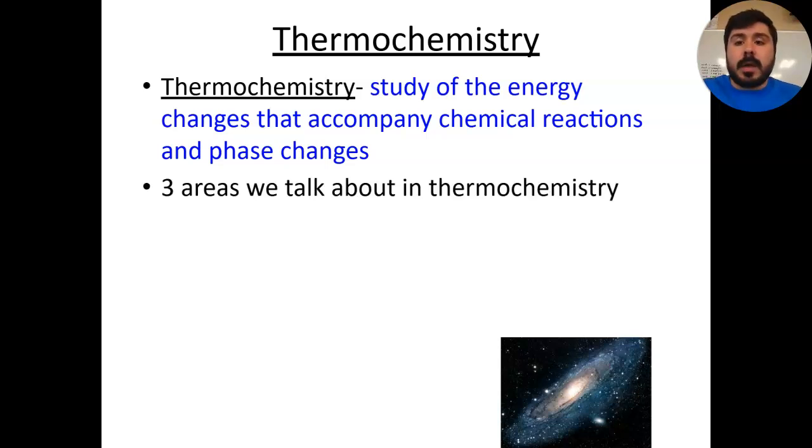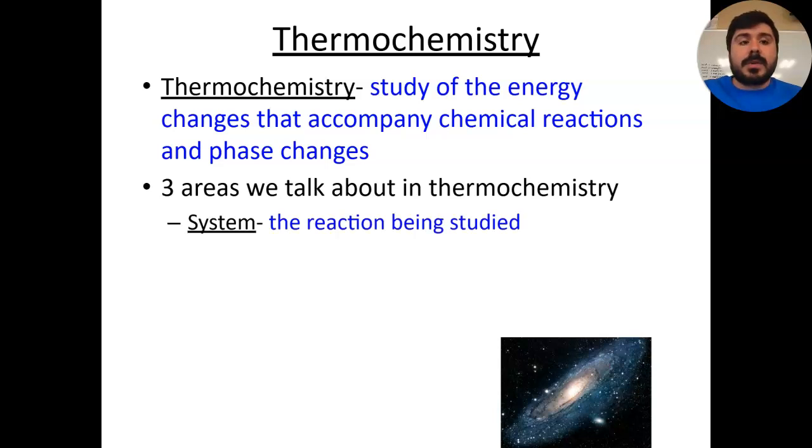Another thing that we're going to learn this chapter, right? So there are 3 areas we'll talk about in thermochemistry that we have to be really consistent in terms of knowing what they are. The first thing is called the system, right? This is very specific vocab we have to really lock in on, okay? So system. It's the reaction being studied.